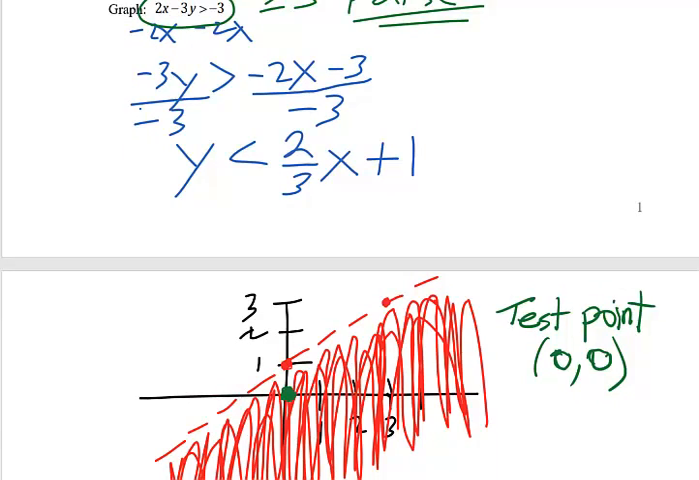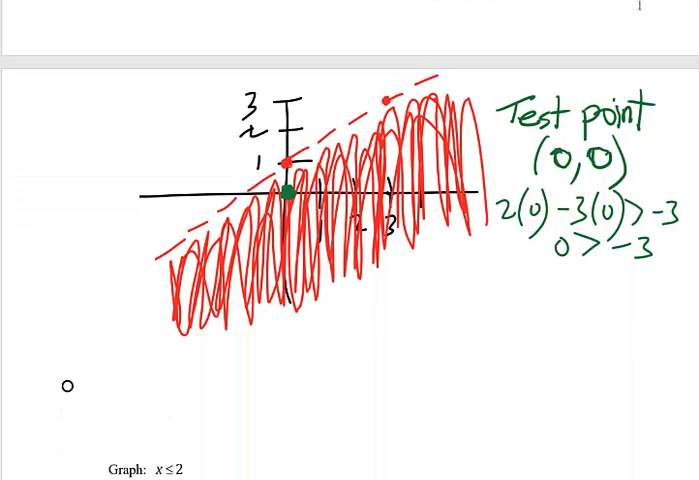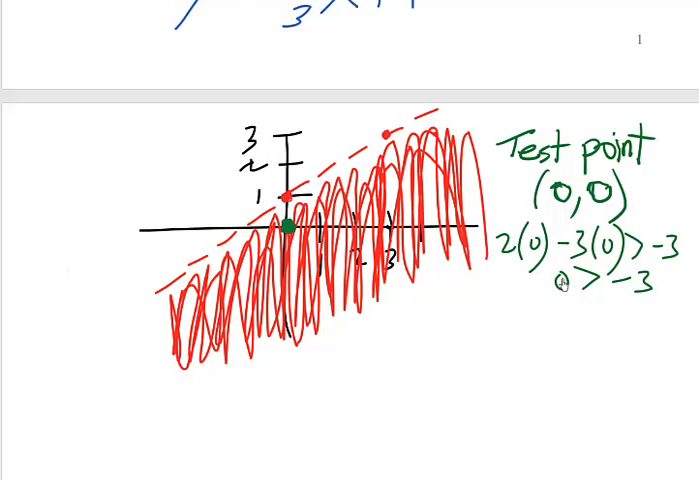That's going to become 2 times 0 minus 3 times 0 bigger than negative 3. I'm just trying to figure out if this is true or false. It looks like the entire left side is just 0. I end up with 0 is bigger than negative 3. That is a true statement, and that's good. That's what I wanted to happen because 0, 0 is in the section that we shaded. So it's good that it came out to be true. This gives me confidence that I did the problem correctly.